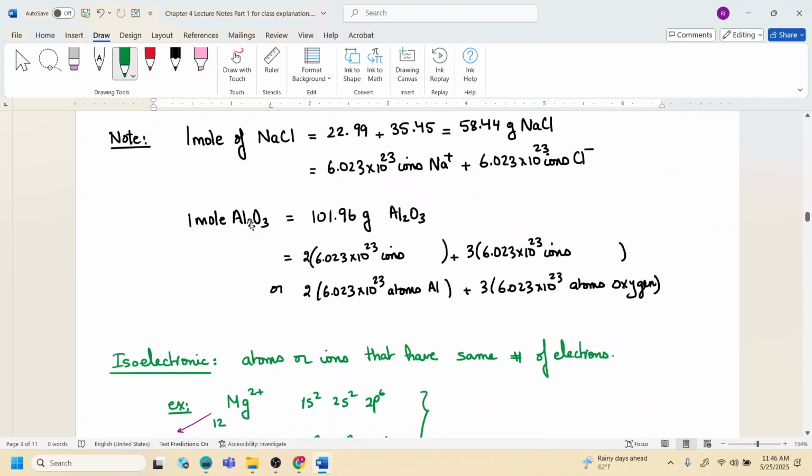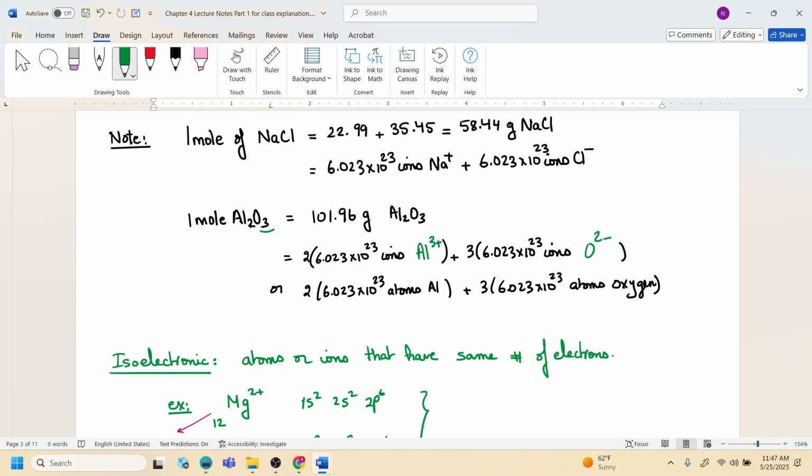Doing the same example over here, but now the aluminum oxide, they do have coefficients. So you have 2 aluminums, you have 3 oxygens in there. You calculate the molecular weight of the aluminum oxide. The molecular weight is 2 times the molecular weight of aluminum plus 3 times the molecular weight of oxygen, and you get this number. That corresponds to, pay attention to your coefficients in there, because you do have 2 times the 6.023 times 10 to the 23 ions of aluminum 3 plus and 3 times that number of ions of the oxygen 2 minus in there.